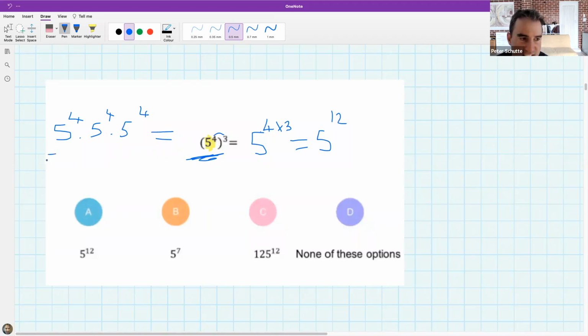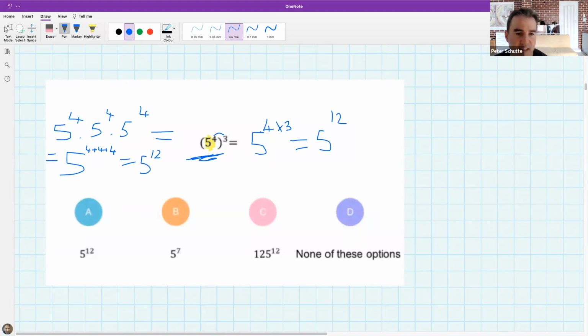But it's easier to see in this scenario why the answer is 5 to the 12, because the bases are all the same. So we write down the base. And then what do we do if the bases are the same? We add the powers. So that's 4 plus 4 plus 4. And so I wouldn't do it like that normally. I'm just showing you, though, why the answer is 5 to the 12.